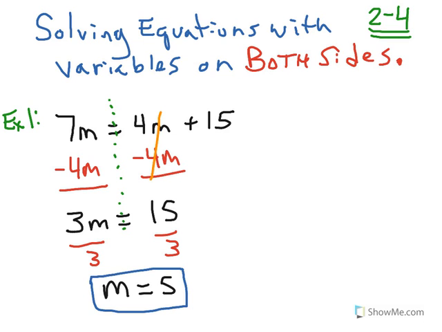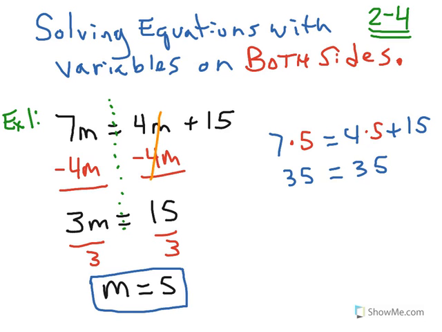Now, we do have to perform a check for these problems. And for the checks, we will put 5 in for both of the m's and see if we get equality. So let's do that over here. I'll put 5 in next to the 7, and I'll put 5 in next to the 4, and we'll see if we can get equality here. 7 times 5 is 35. 5 times 4 is 20, plus 15, also 35.